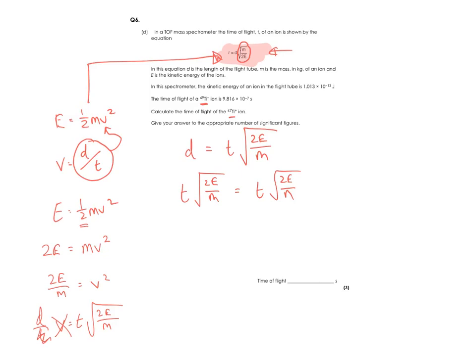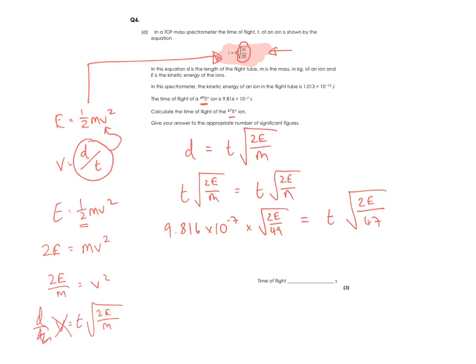So the time of flight for the Ti-49 ion is 9.816 times 10 to the minus 7, and multiplying that by the square root of 2e over m. And the m we've also got, haven't we, because we've got the masses of the two ions. So that's going to be the 49 ion, and that's equal to the time of flight which we're trying to work out times 2e over 47.